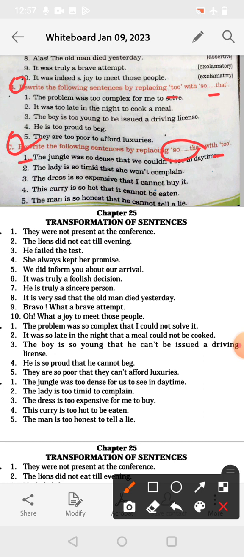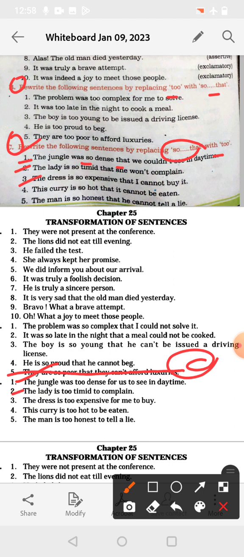The jungle was so dense that we could not see in the daytime. So and that we will replace it with to. So it will be the jungle was too dense for us to see in the daytime. Okay, from here it will start. You can see. Now number two, the lady is so timid that she won't complain. So the lady is too timid to complain.